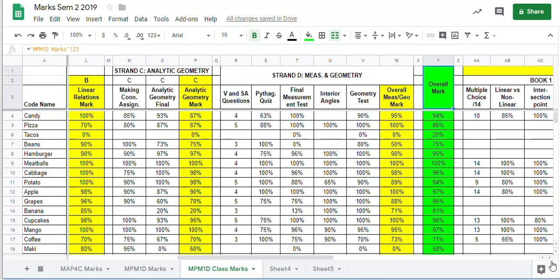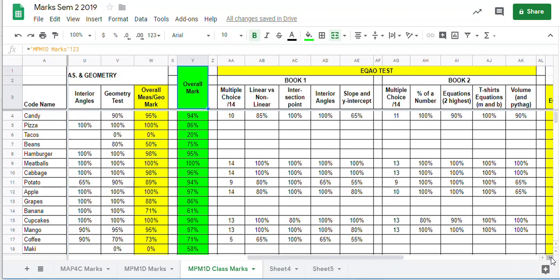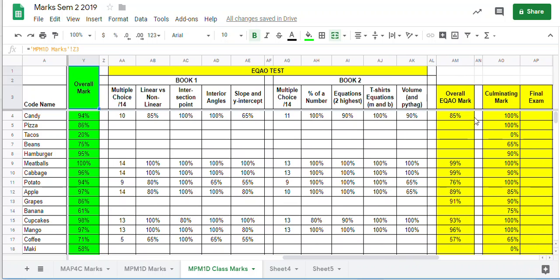Okay, then according to the Hamilton-Wentworth board, EQAO is supposed to count for 15%. So anyone that wrote with me, I was able to mark your EQAO, and that's your overall EQAO mark. The multiple choice questions out of 14 were valued at 40% of the test, and the open response questions were valued at 60%. So that's how you came up with your overall mark.